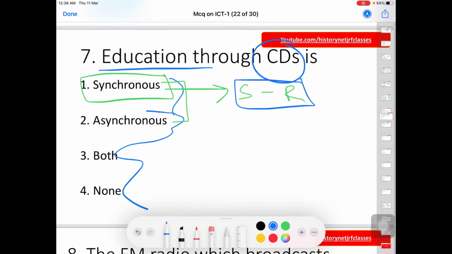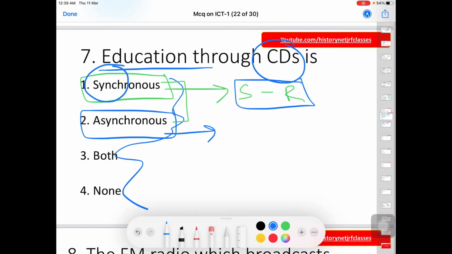But asynchronous is where the sender and receiver are not present at the same time. Okay, so if I upload the video and you will watch it later, then it becomes asynchronous. And if I do a live streaming on a particular video, then it will become synchronous. Okay, syncing, that it is going with the time. At the same time, the sender is sending a message and receiver is receiving a message.